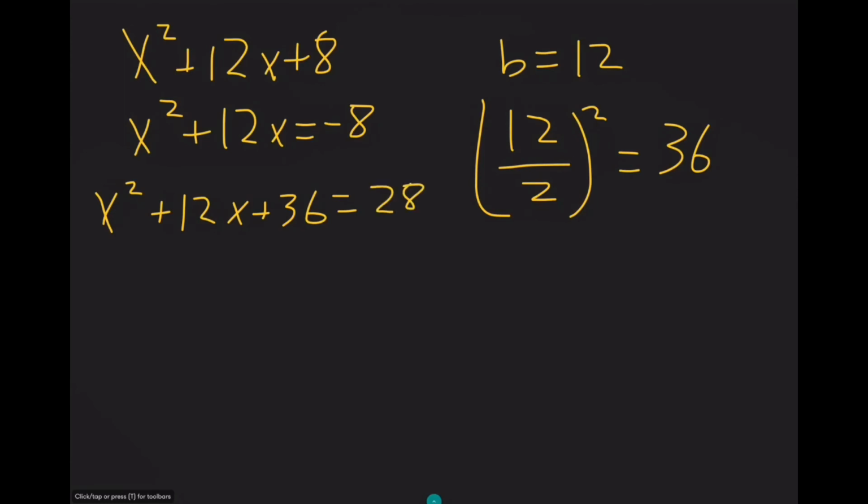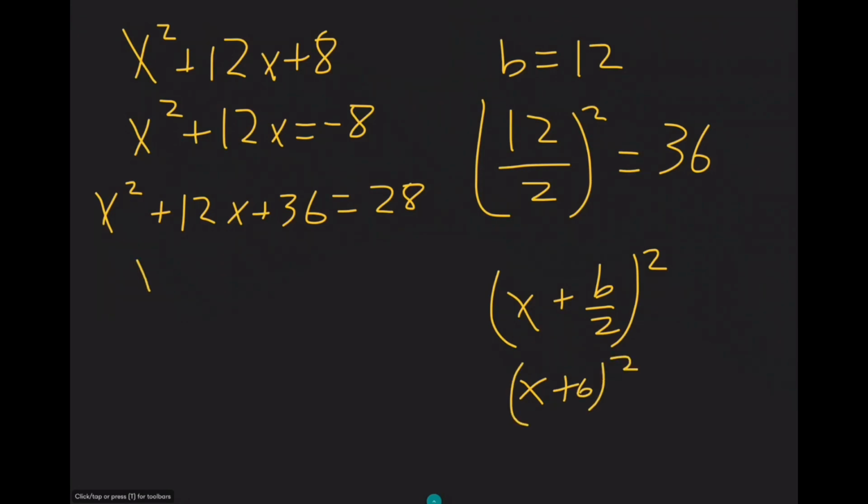Alright, so now you're going to want to do x plus b over 2 squared to simplify x squared plus 12x plus 36. The reason why it's x plus b over 2 squared and not x minus b over 2 squared like the previous example is because b is positive in this example, while b was negative in the previous example. So for this equation, it will be x plus 12 over 2 squared, which is x plus 6 squared. So x plus 6 squared equals 28.